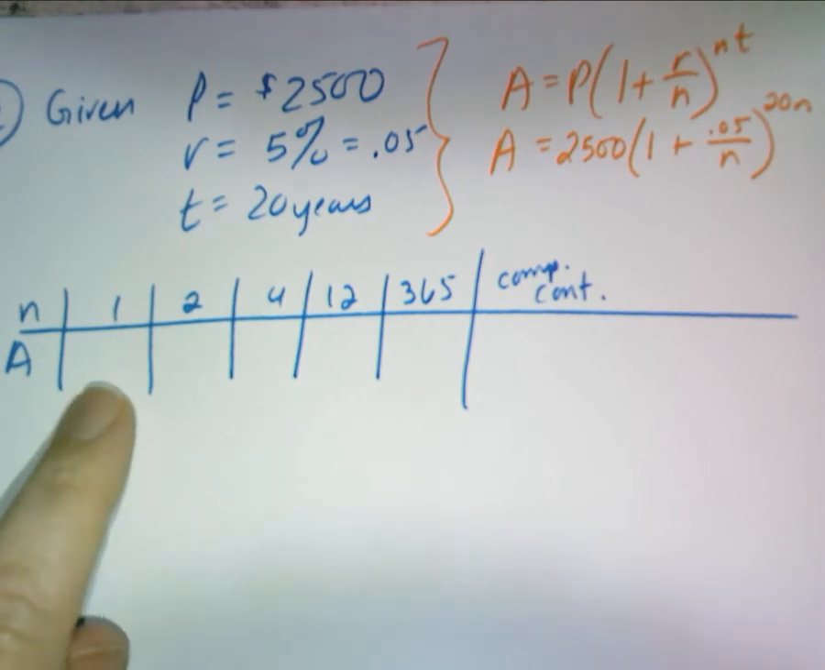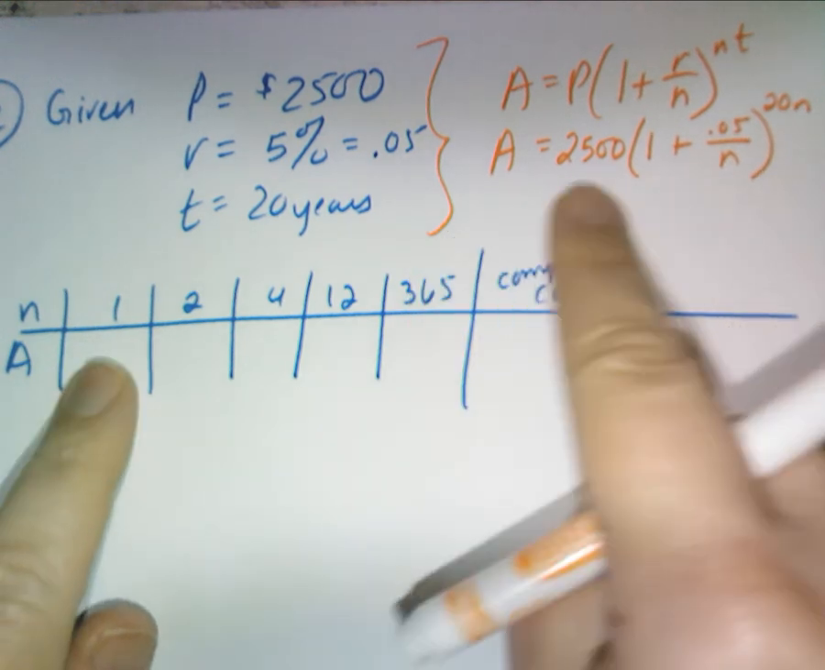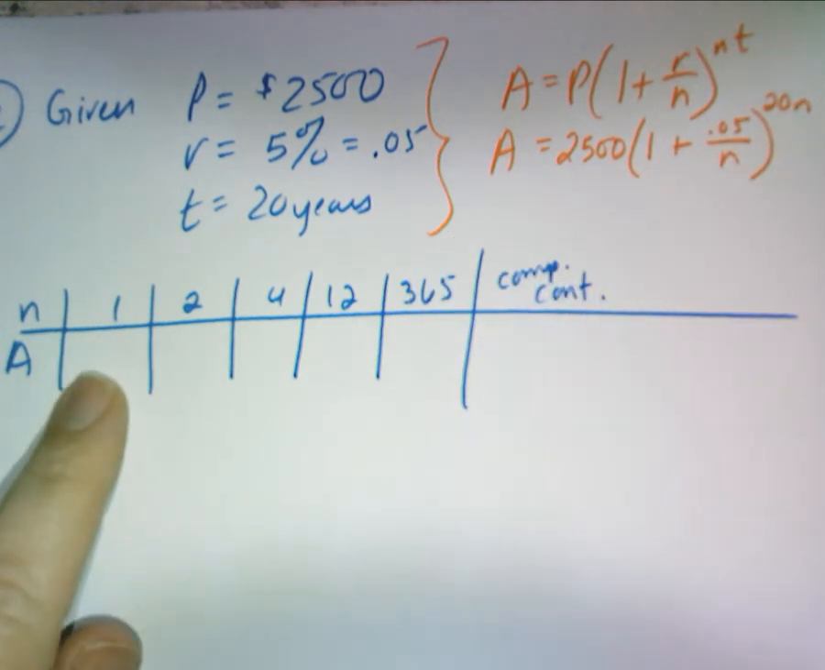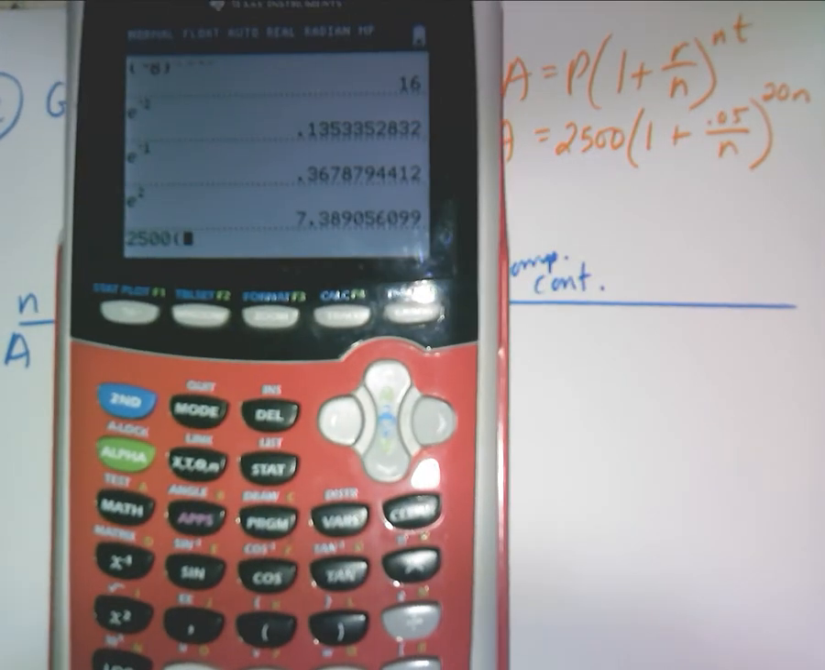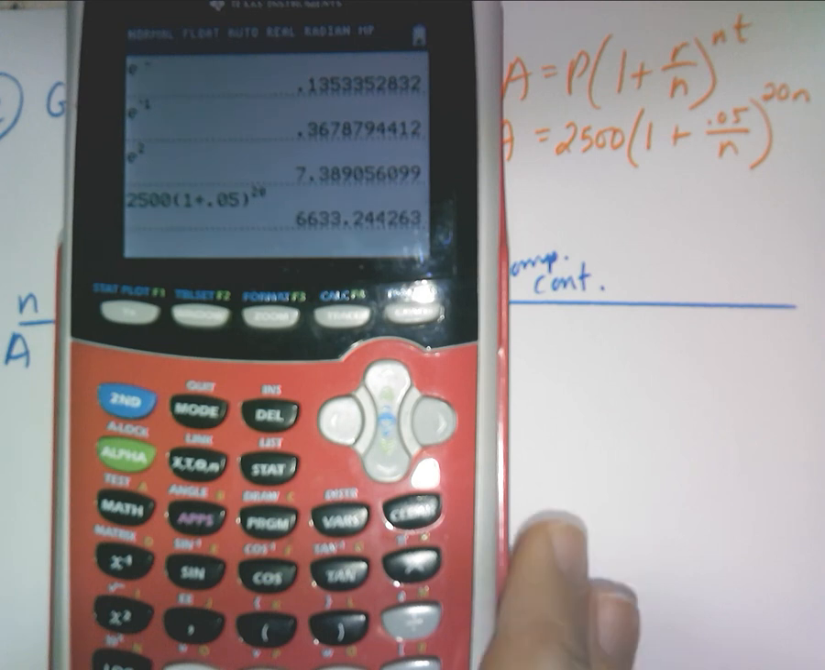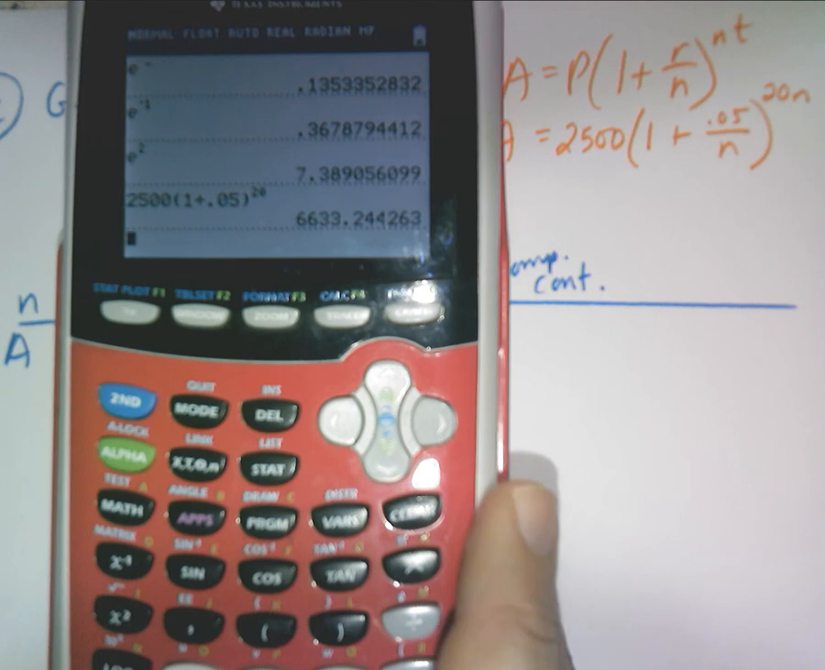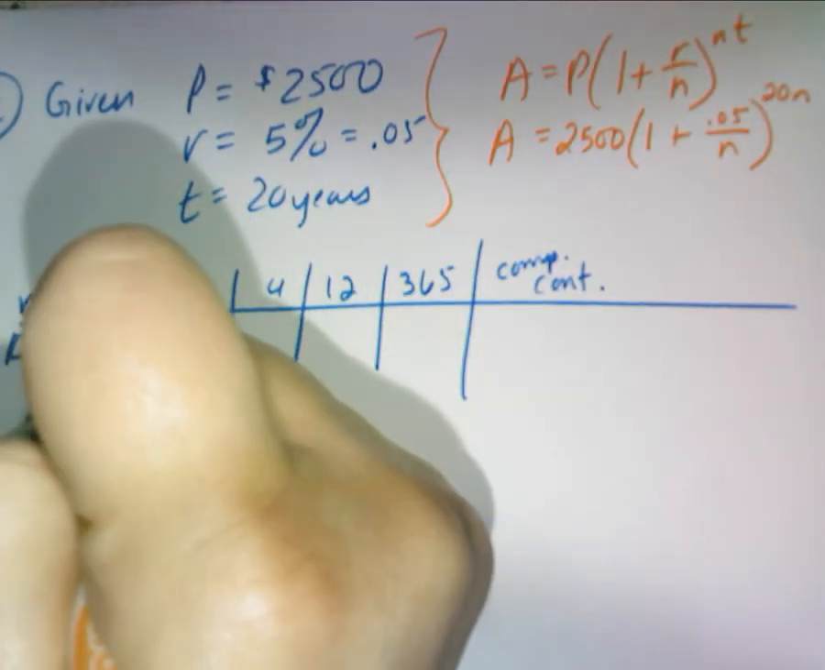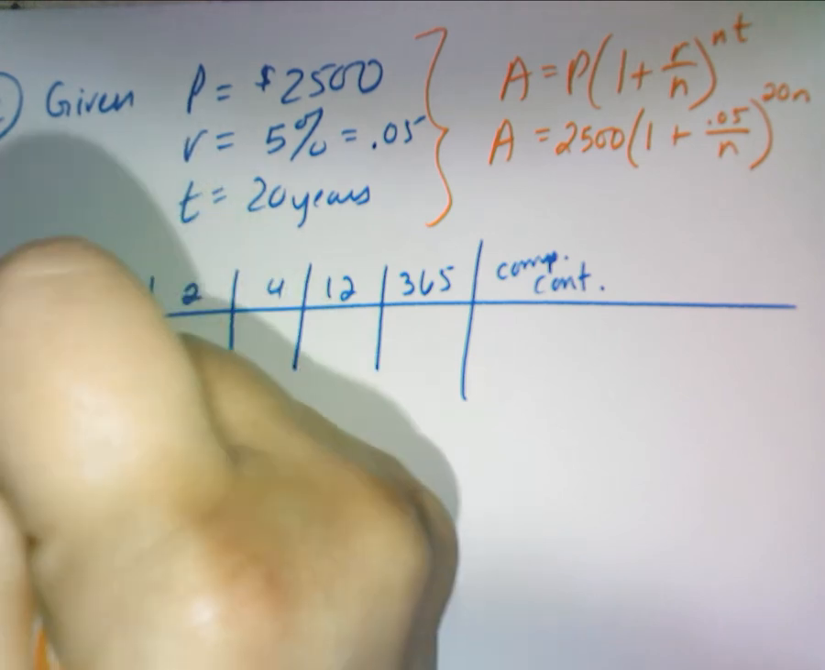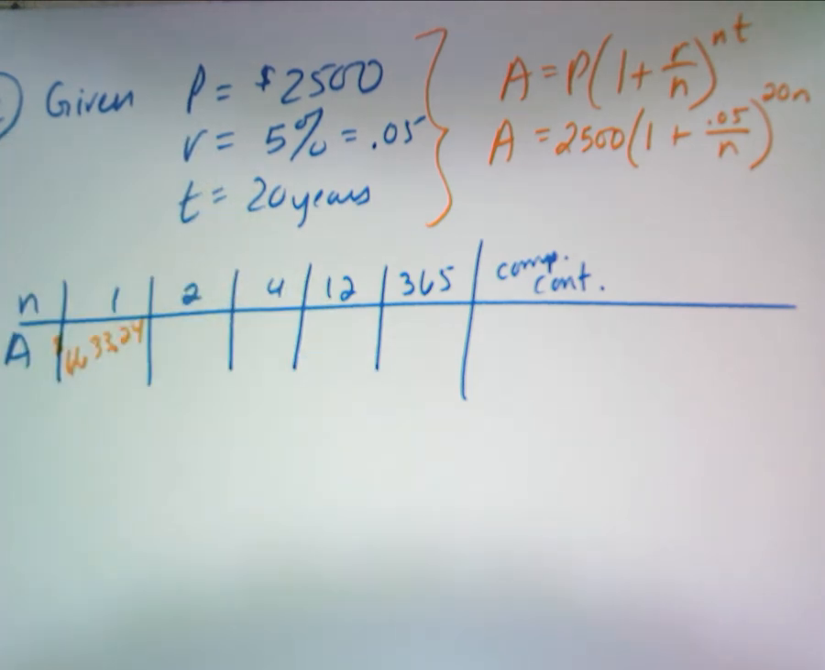So let's see if we can do this correctly. This one should actually be easy. You should always get the number 1 right because you're dividing by 1. So it's really just 2,500 times (1 plus 0.05) to the power of 20. So I got 6,633.24. You always go to 2 decimals, business majors, because it's money. The bank wants to get every cent from you. They will take you for every cent.